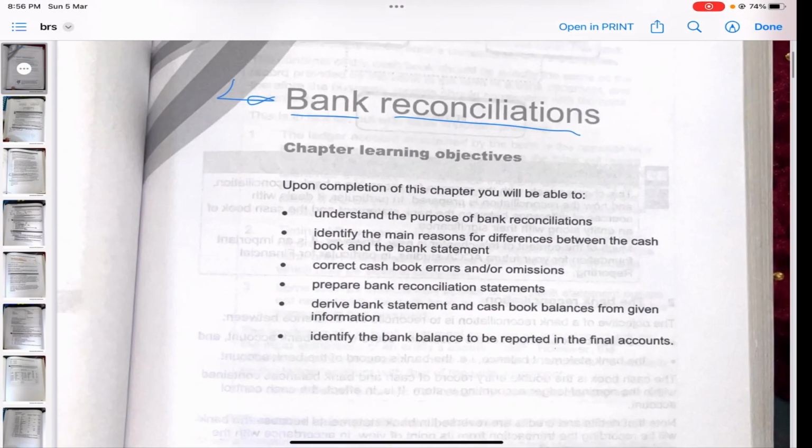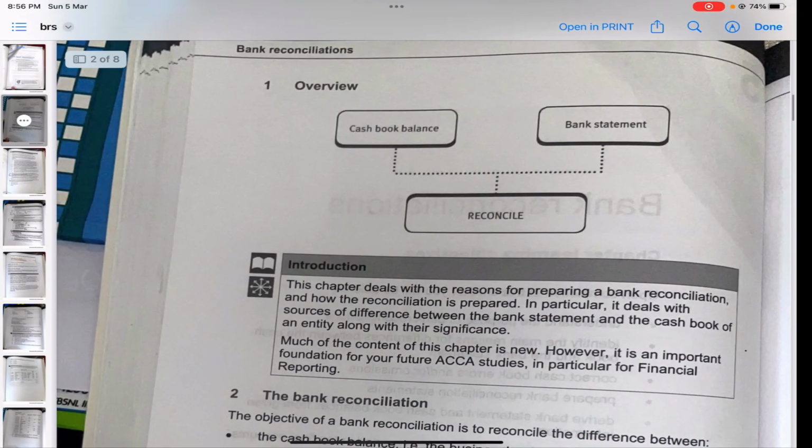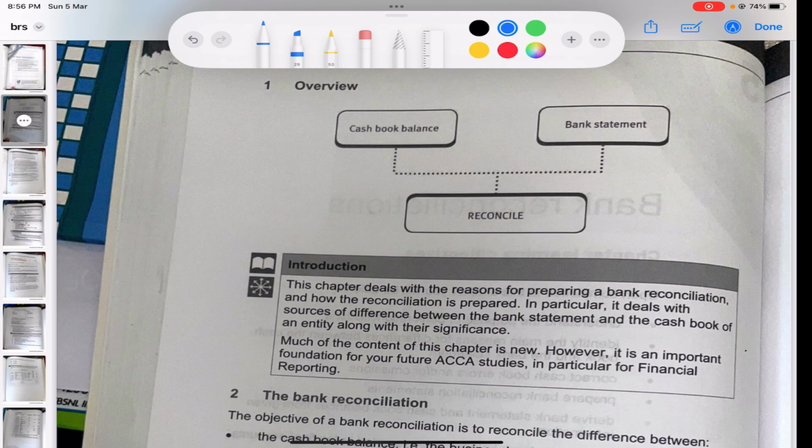In the previous part, we basically discussed half of the chapter, and we discussed the formula and everything. So in this part, we just need to solve the questions. Let's quickly get an overview again of what we saw. We saw that there are two things. We maintain a cash book and the bank maintains a passbook.